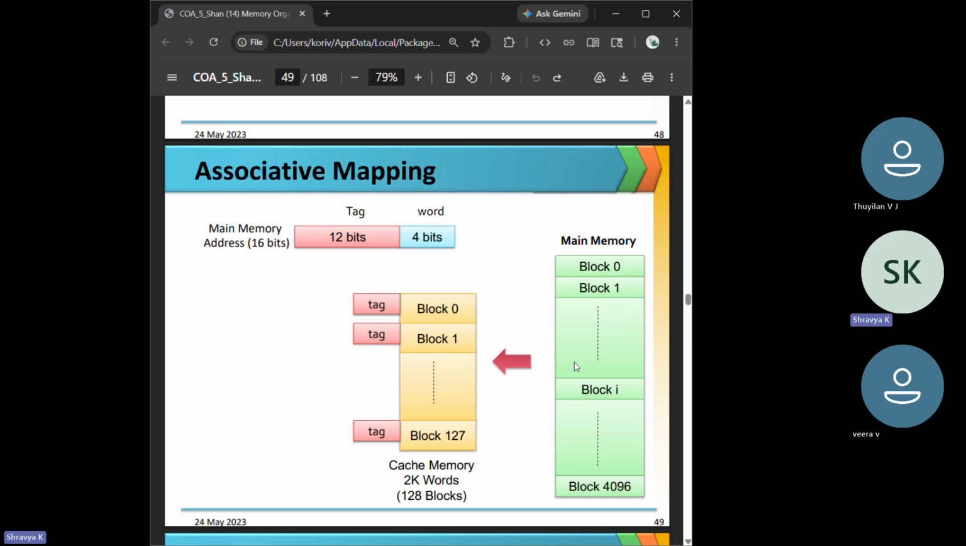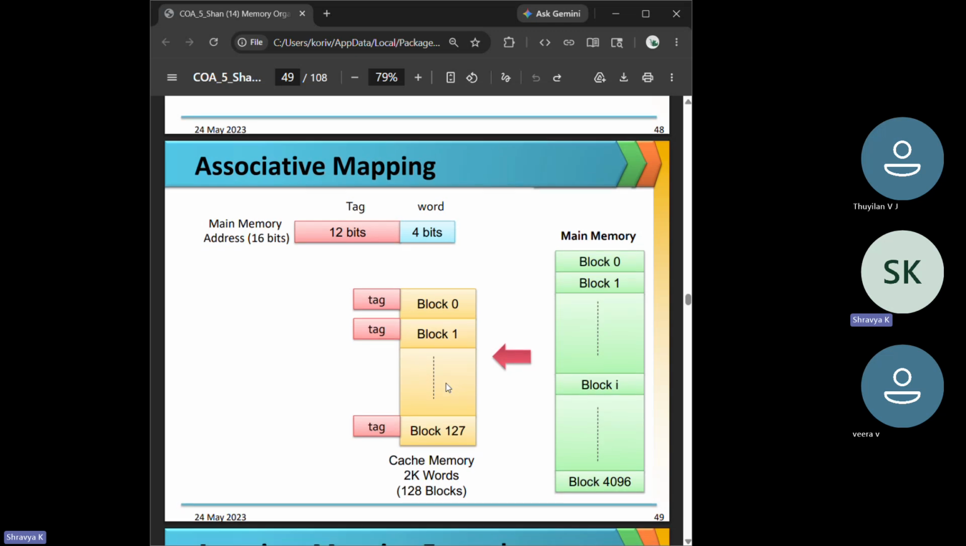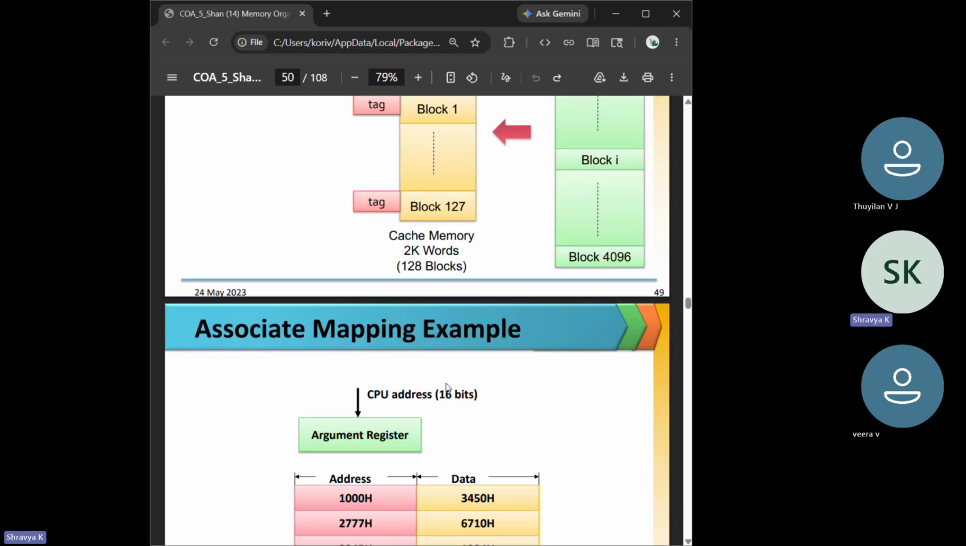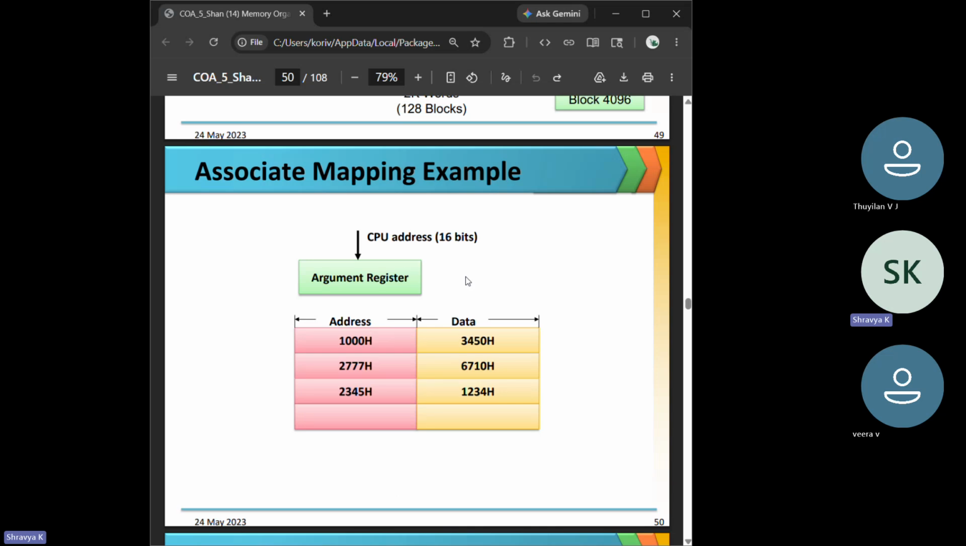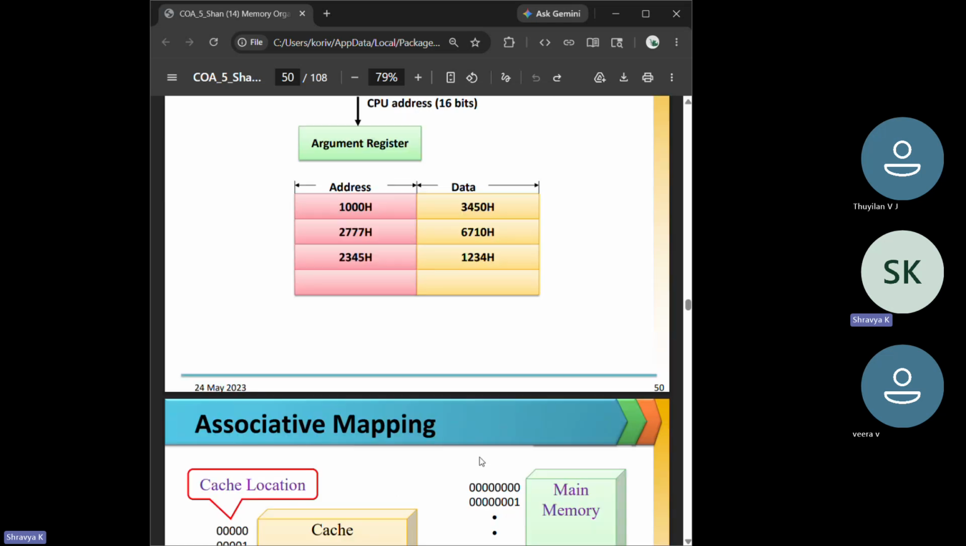So this is the maximum flexibility since there's no fixed mapping, and so it's easier for the mapping. But the con is that it's expensive, because for each of these we will require a comparator, and the hardware will become expensive for that, right? If you look at the mapping over here, you will have the address and the data. This is the example for the associative mapping, right?